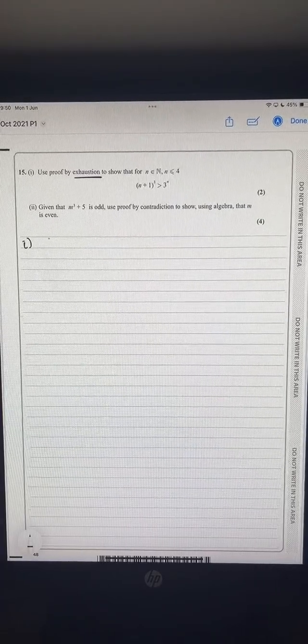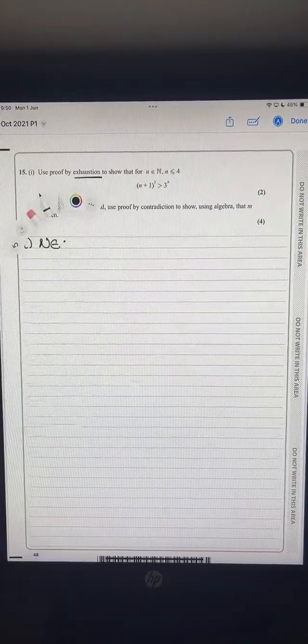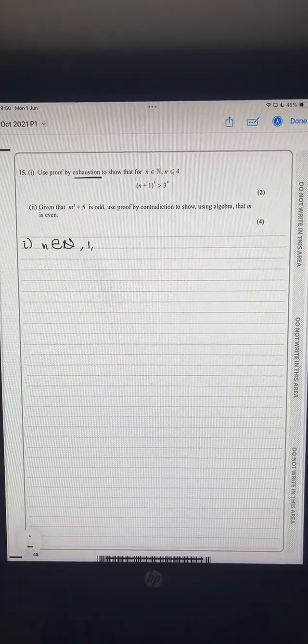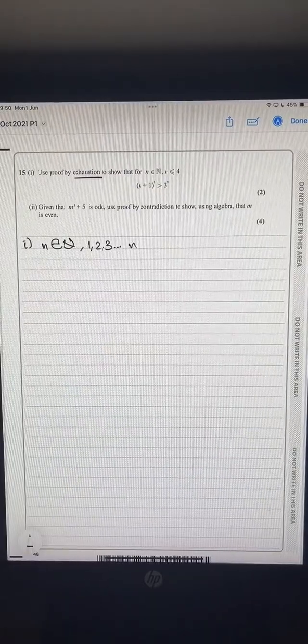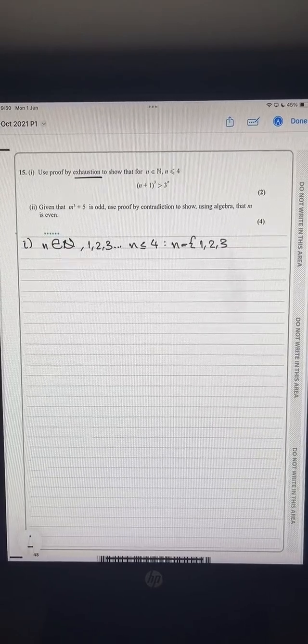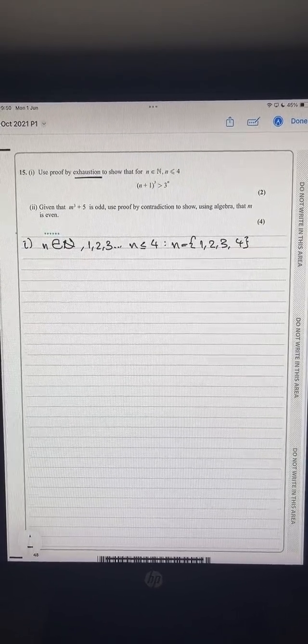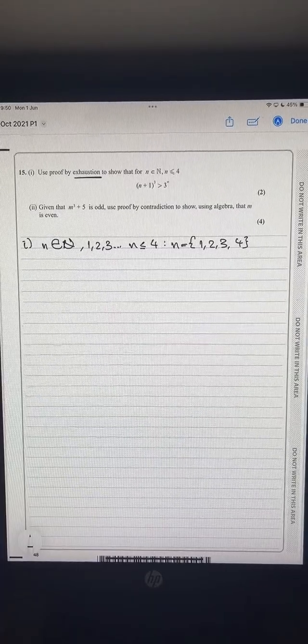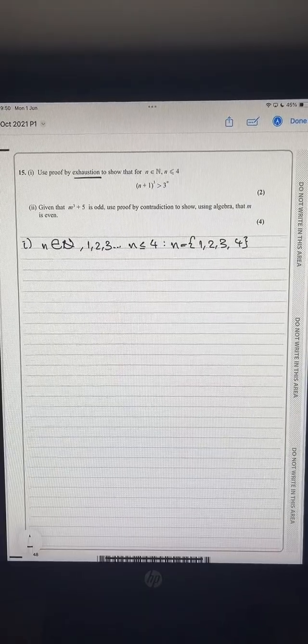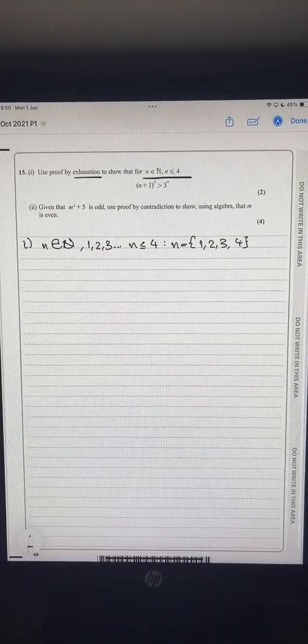So we know that if lowercase n is a member of the set of natural numbers, it's going to be 1, 2, 3, and so on. And we know that n is less than or equal to 4, so we know that n is equal to the set of values 1, 2, 3, and 4. So these are all my n's. So proof by exhaustion, I need to prove using every single one of these values for n. Exactly. Proof by exhaustion is trying every single possibility. So because every single possibility here is constrained by these two requirements, these 1, 2, 3, and 4 is every single possibility.